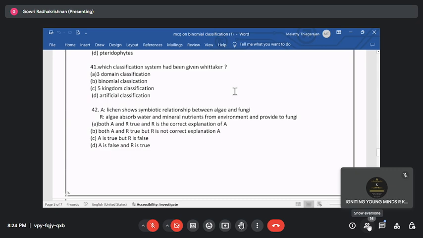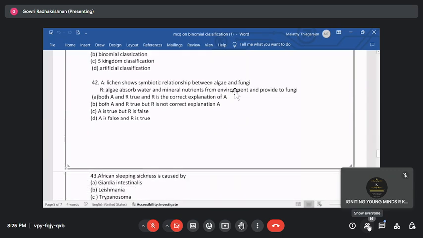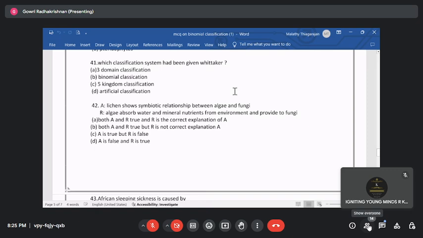All right. Now, question number 41. Which classification system had been given by Whittaker? Option B. Classification, ma'am. Option C, 5 kingdom classification. Okay, now you all know what the 5 kingdoms are, isn't it? Monera, Protista, fungi. Yes. Anybody is trying to say something? Monera. Yeah. Monera, Protista, fungi, Animalia, Plantae.